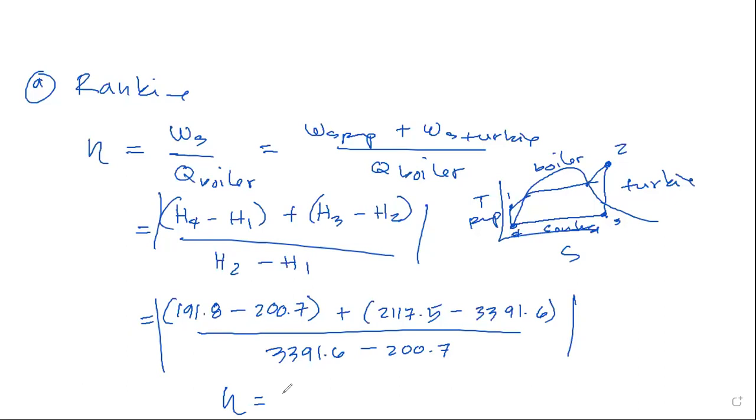I'm getting something like 0.4020, 0.4021. Around 0.40, no? So let's say around 0.40.